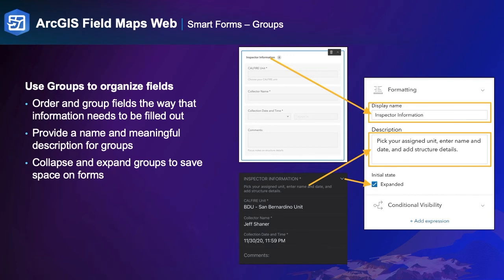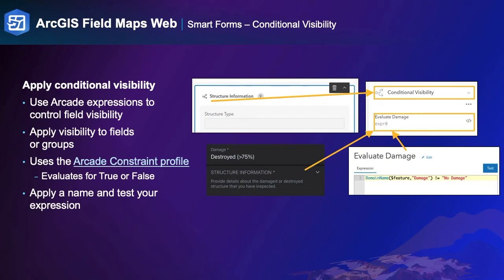One of the most powerful capabilities of Smart Forms is conditional visibility. This is as simple as the visibility of a field being determined by the execution of a certain Arcade expression. This Arcade expression uses the Arcade constraint profile, and it always evaluates to true or false. So you could see here, this will evaluate to true when the damage field is not equal to no damage. So in this case, you might want to enable certain fields that'll show when there is an actual damage value.